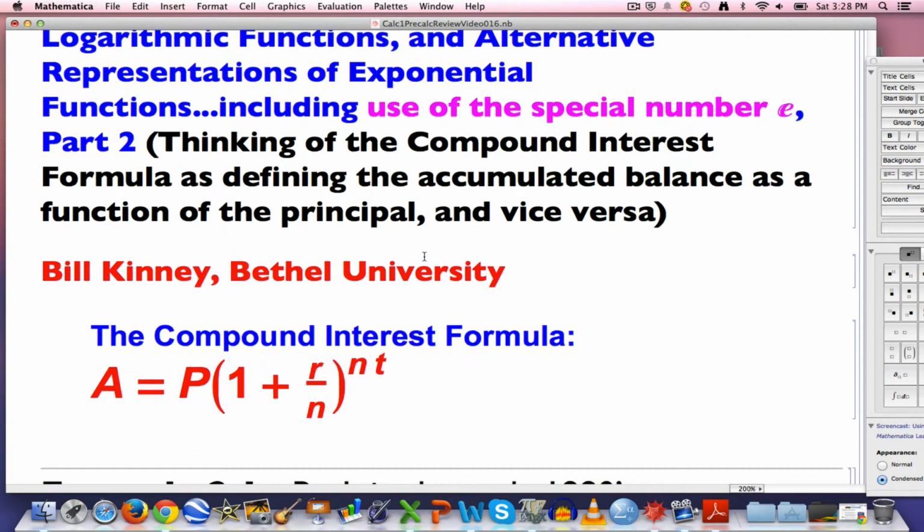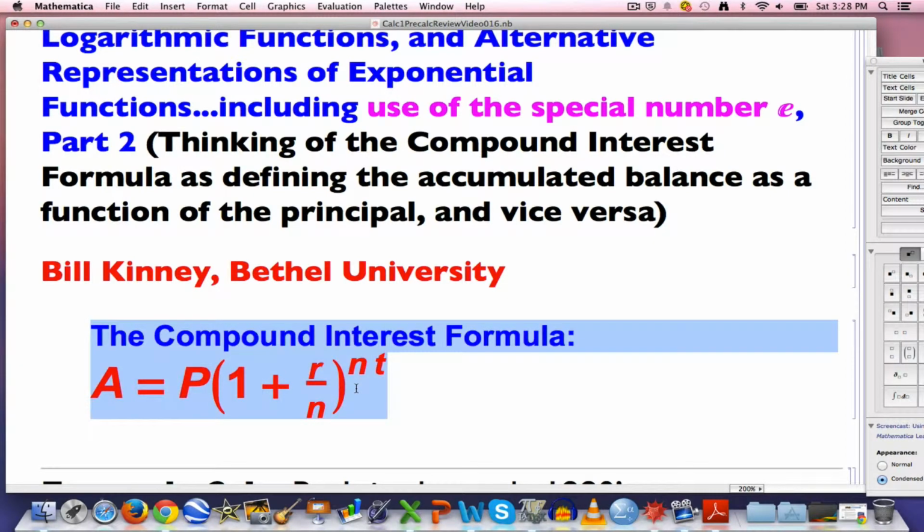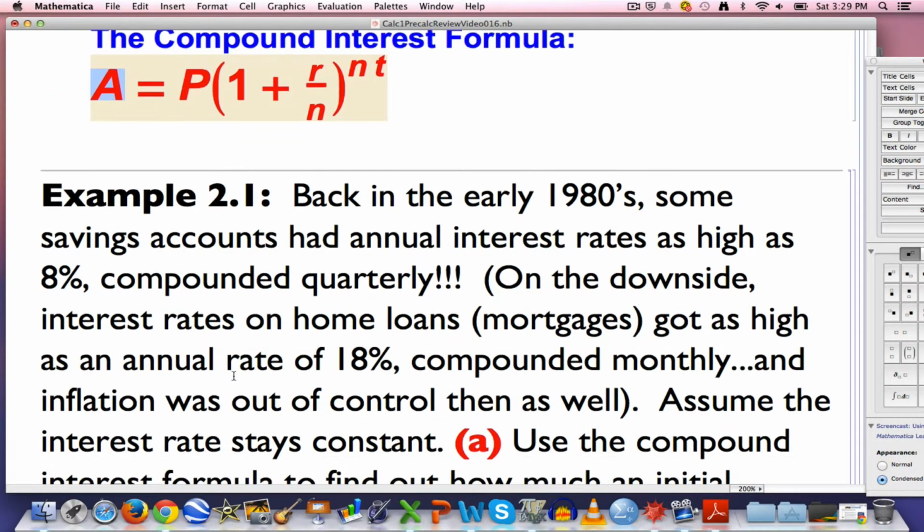So let's go down here. Here's the compound interest formula as it stands. Again, T is the time in years. R is the interest rate as an annual rate. It's also called a nominal rate. N is the number of compounding periods per year. It is compound interest. P is the principal, the amount you deposit at the start, and A is the accumulated balance. P is also called the present value in some contexts, and A is also called the future value in some contexts. Here was the example we considered in the last video.